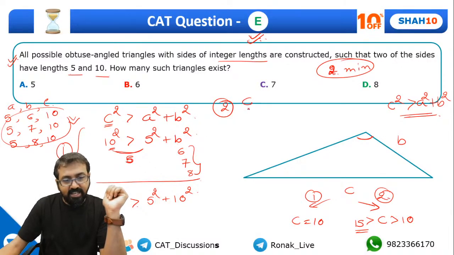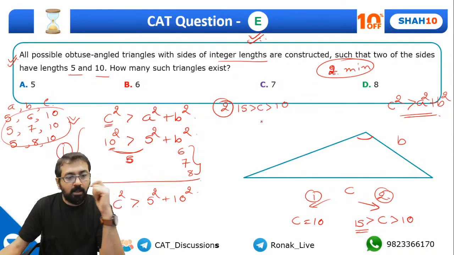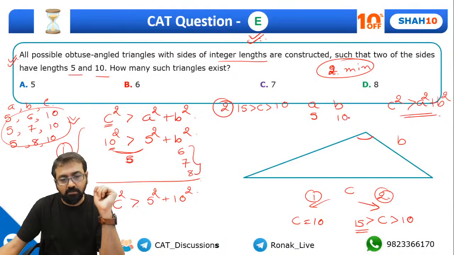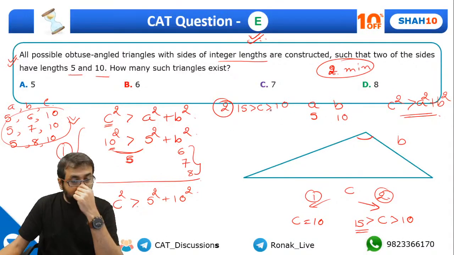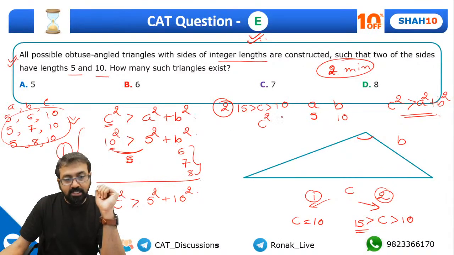C is greater than 10 but less than 15. C is between these two. This is the second possibility. Let me write it this way. So what are the possible values for A and B? A, of course, we have taken 5. B, we have taken 10, correct? And remember, c square should be greater than 5 square plus 10 square.